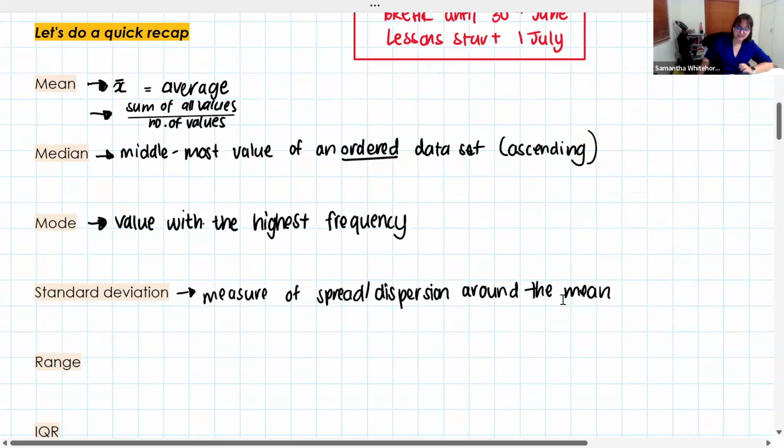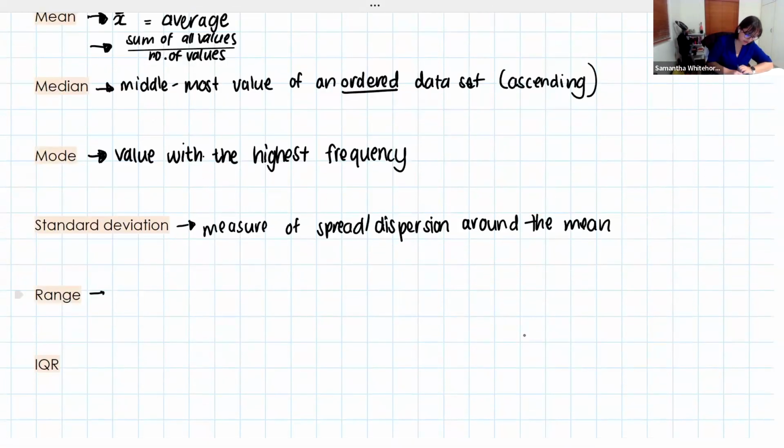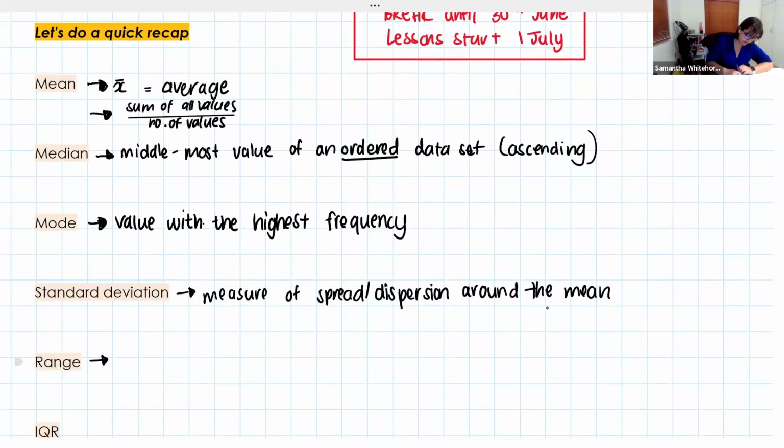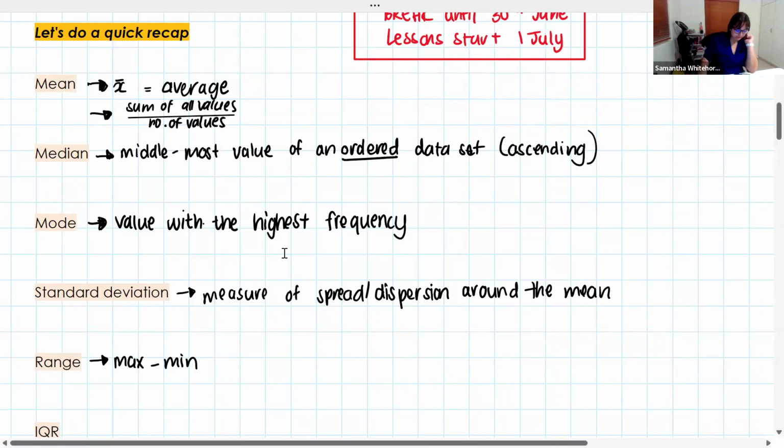Nice. Range, very simply put, is also a measure of spread, but it's your maximum minus your minimum. Just be lazy, it can be highest minus lowest, whatever you want. It basically tells us what is the spread from each extreme. So for example, if we had a test and I said our range was 20, that means there's a difference of 20 marks or 20% or whatever from the lowest mark to the highest mark. The smaller your range, the closer together your data points.